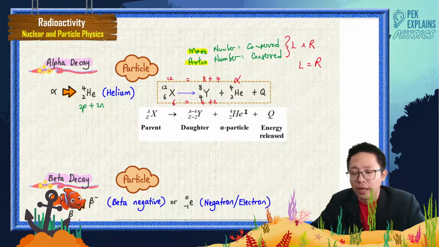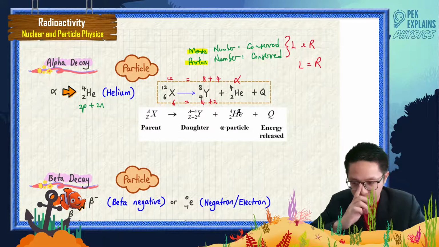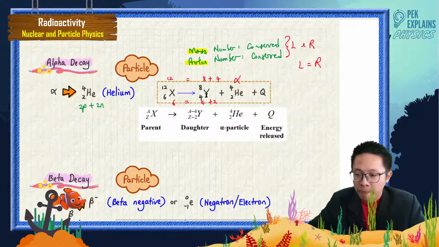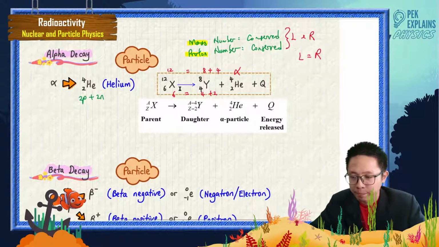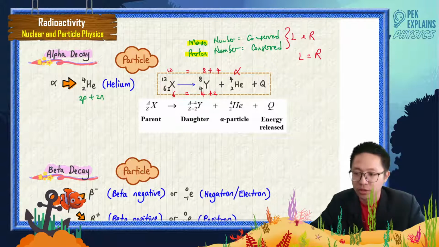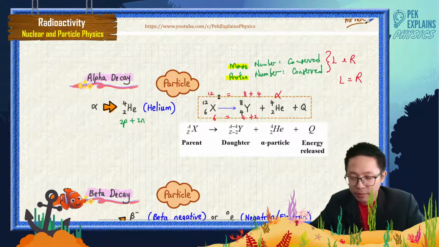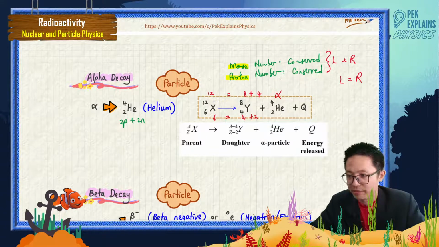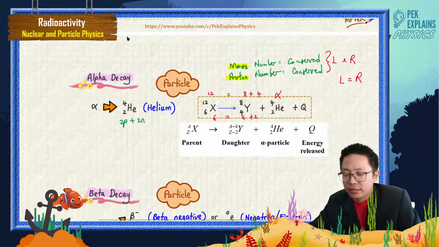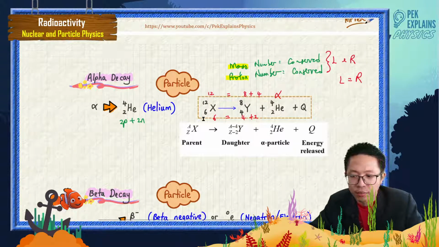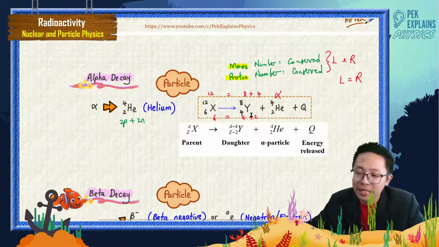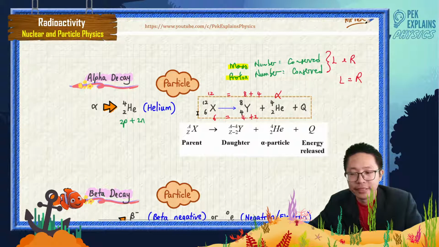Okay. So one thing, you look at here. This alpha particle changed the element, because you see the proton number changed from 6 to 4. So this daughter particle is a different element compared to the parent.